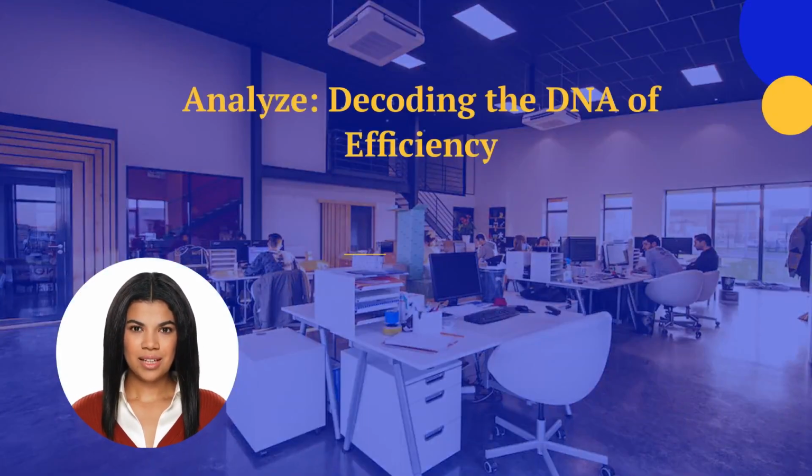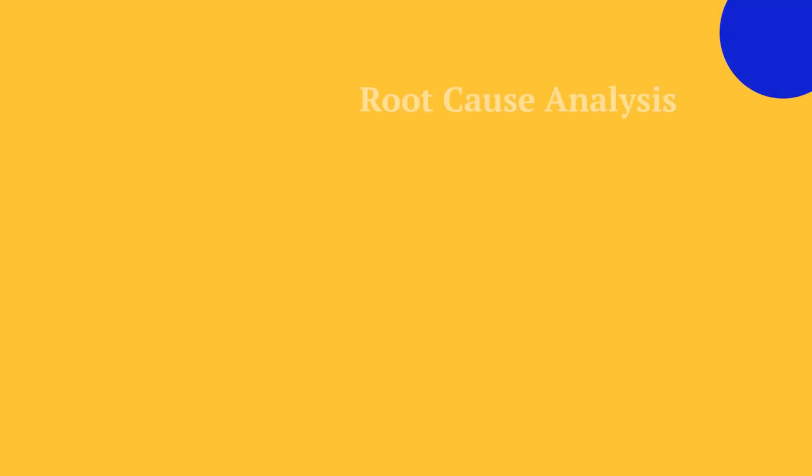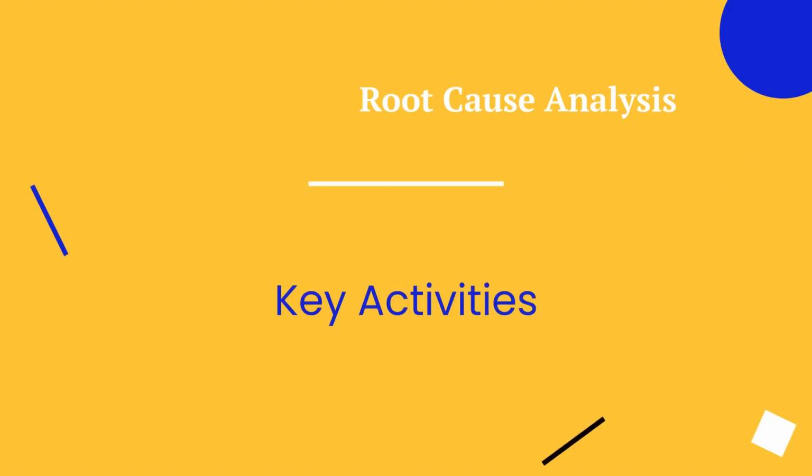Third step, the analyze phase involves digging into the data to identify root causes and inefficiencies. Root cause analysis, using tools like fishbone graphs and 5 whys to figure out what's really going on. Statistical analysis, using statistical methods to find trends and connections in data is what statistical analysis is all about.